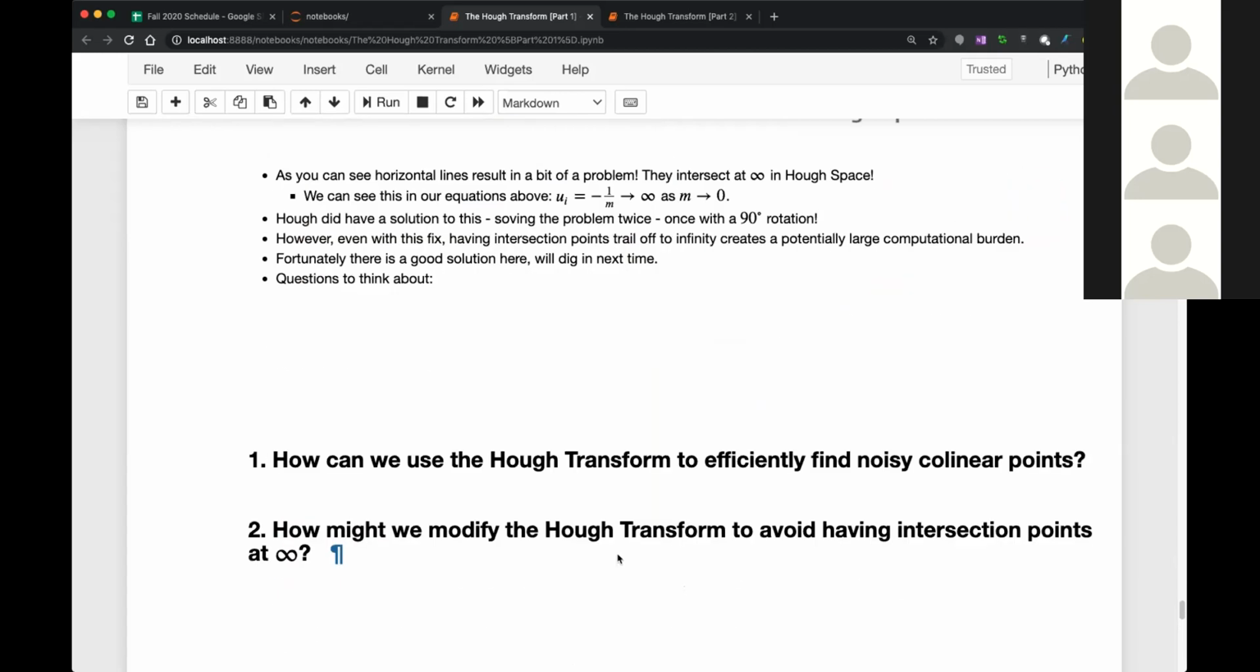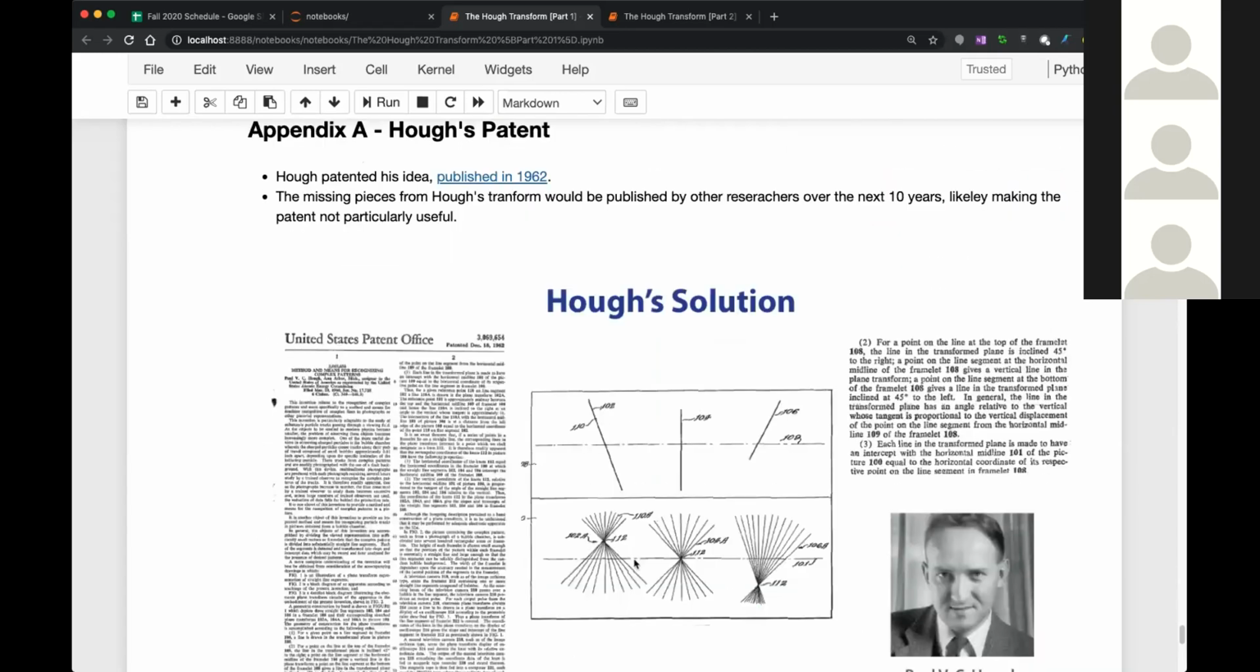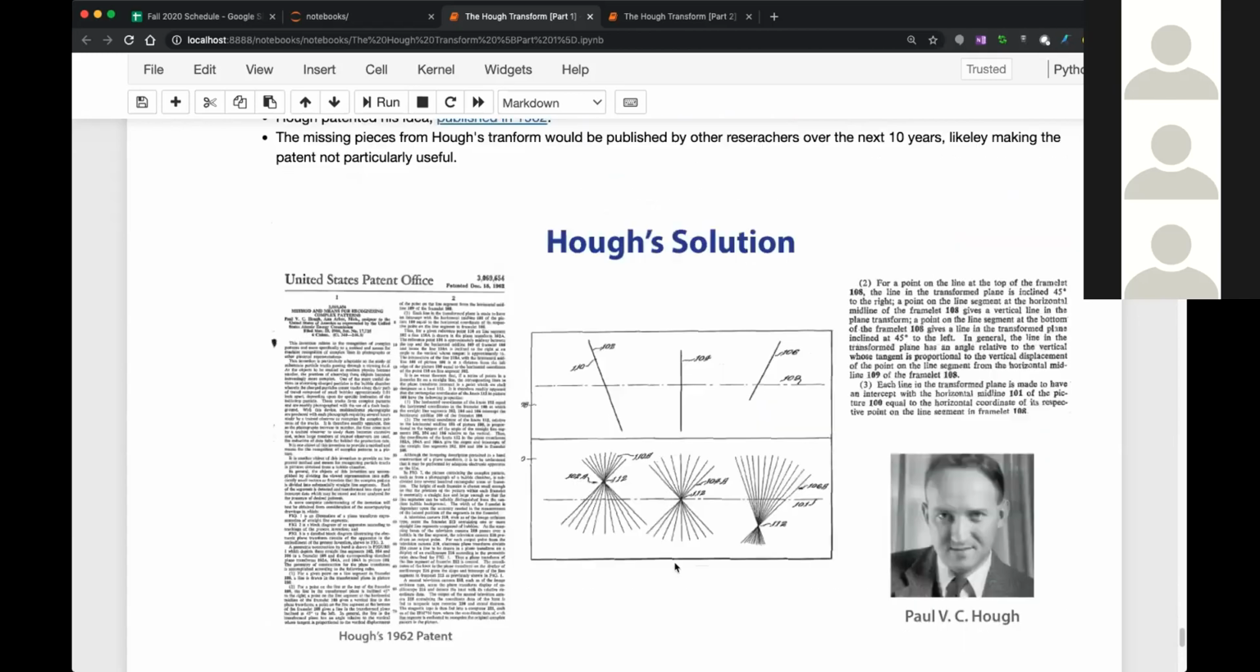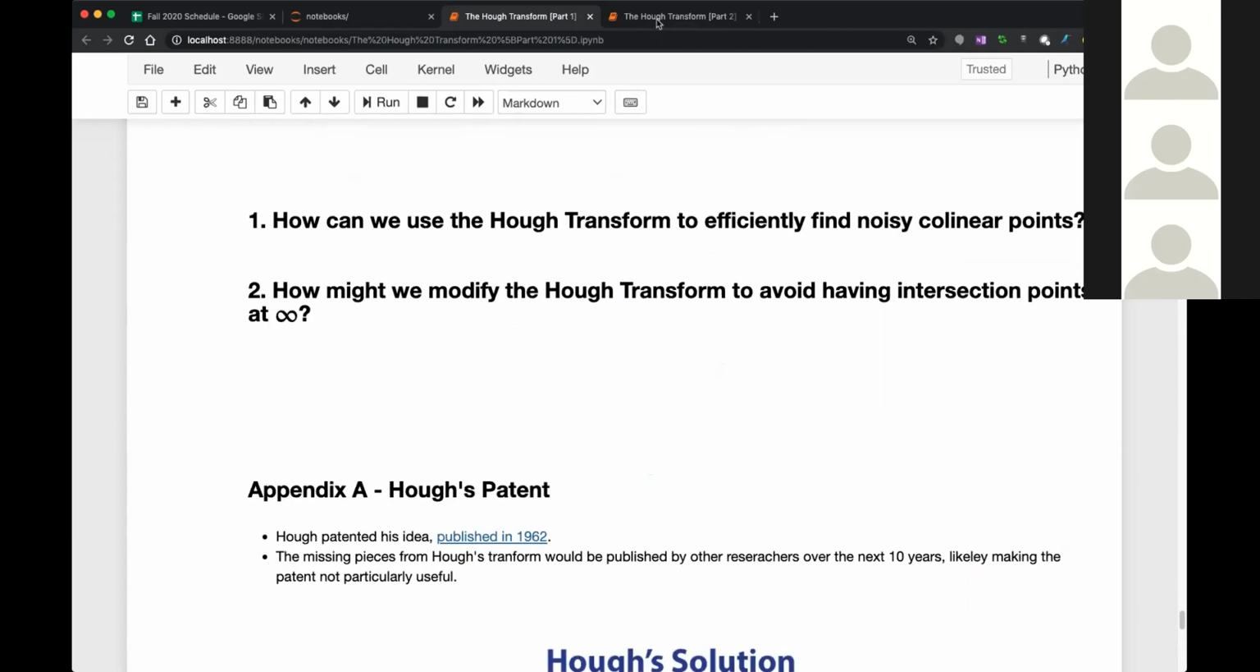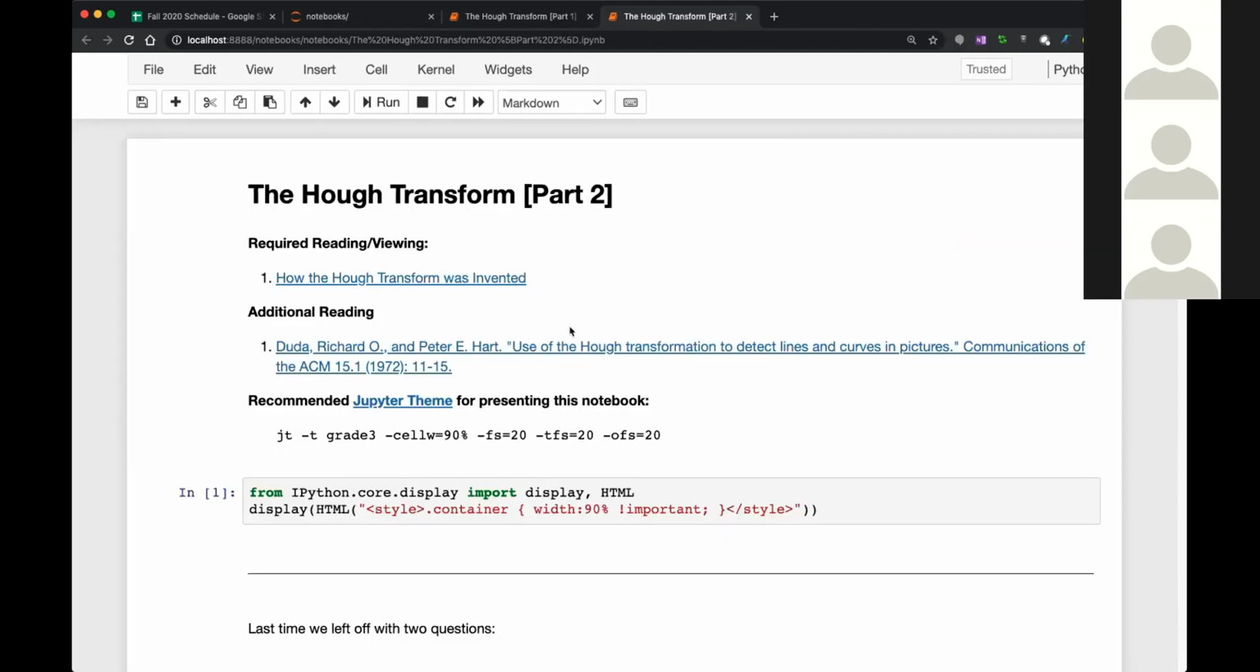So that's a quick look at the Hough transform. And you can read his patent on this if you want. It's really interesting. He really only had half the idea. What we're about to hit in part 2 really makes the Hough transform work. So let's get into Hough part 2.